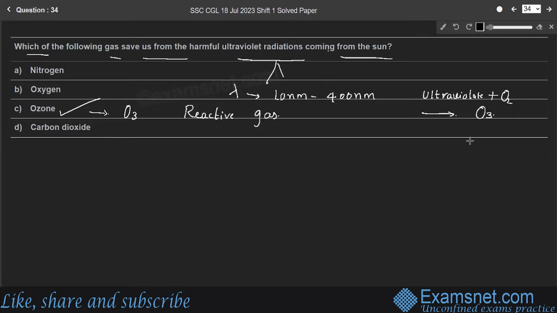Ozone is both a natural and a man-made product that occurs in the Earth's upper atmosphere. Ozone is an inorganic molecule with the chemical formula O3. It's a pale blue gas with a distinctively pungent smell. Therefore, for the given question, ozone, option C is the answer.